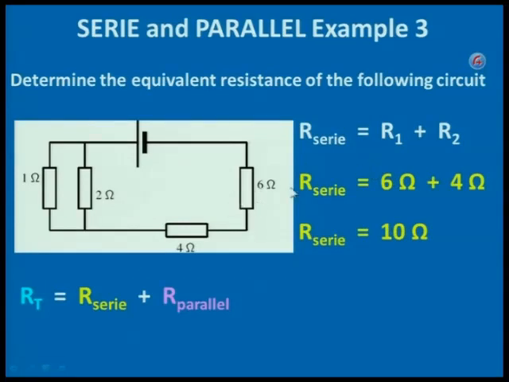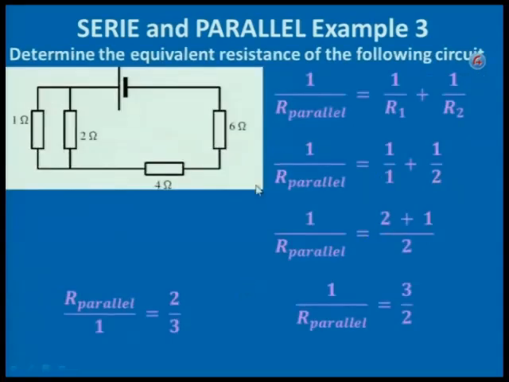The resistance in series is resistor 1 plus resistor 2, 6 ohms plus 4 ohms, which then gives you 10 ohms. The resistance in parallel is then 1 over R parallel is equal to 1 over R1 plus 1 over R2. R1 is 1 ohm, R2 is 2 ohms. So now you add them together to get 2 plus 1 over 2, which is then 3 over 2. Very important, we want R parallel, so we have to switch our fractions top to bottom. That gives you 2 over 3.